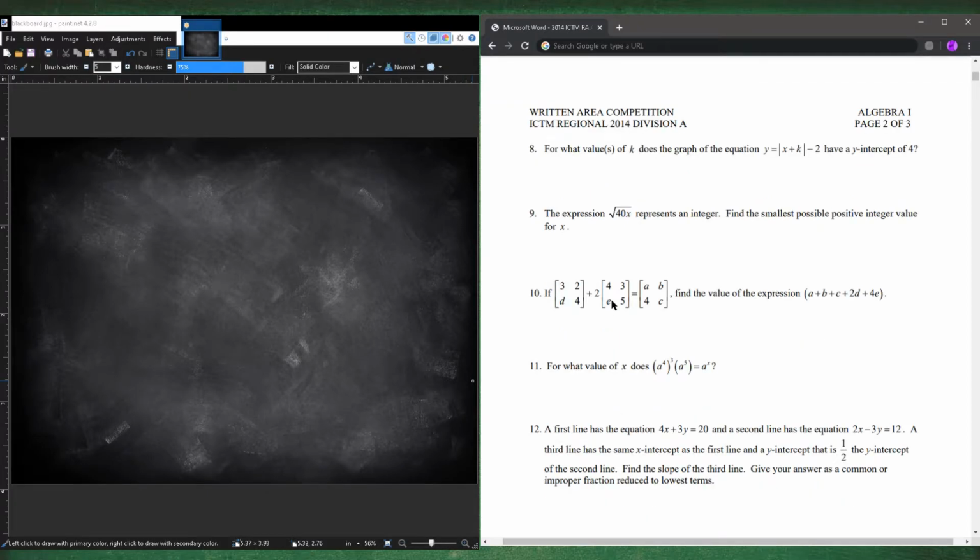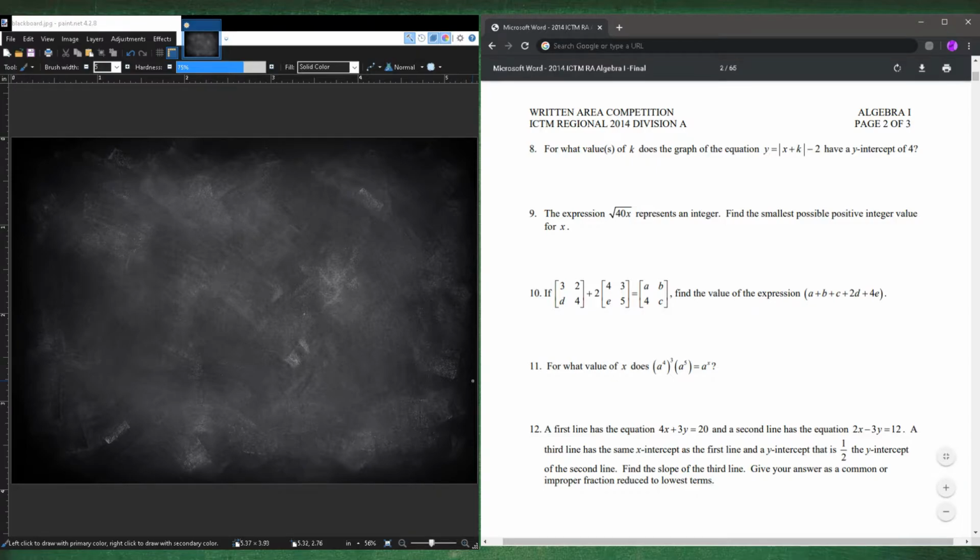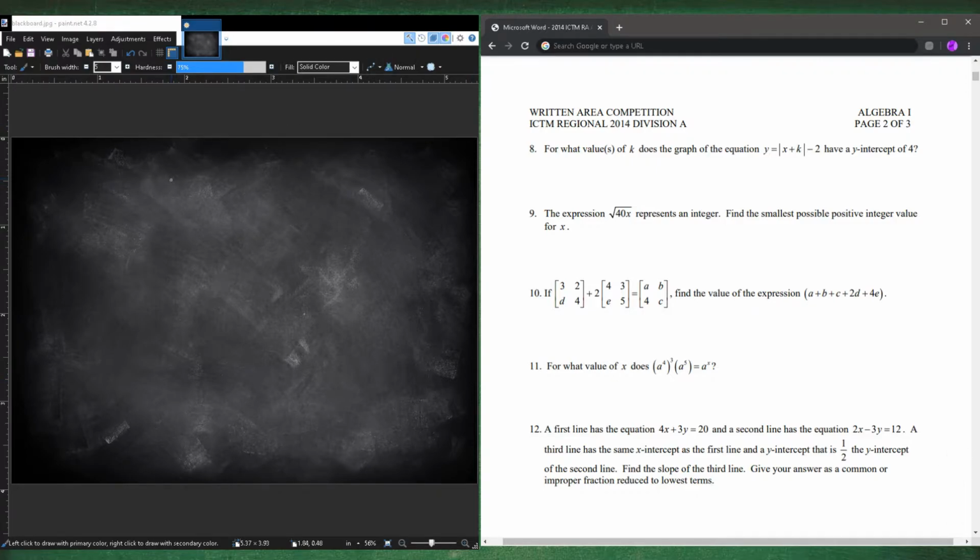Number 9, the expression square root of 40 times x represents an integer. Find the smallest possible positive integer for x. So find the smallest value for x such that this will be an integer. Okay, so all we have to do is just factor 40.